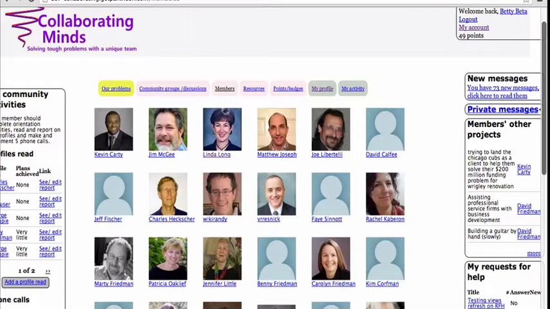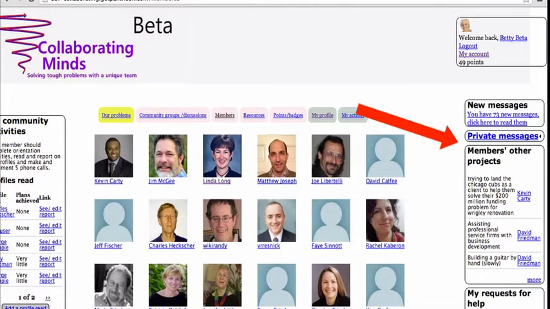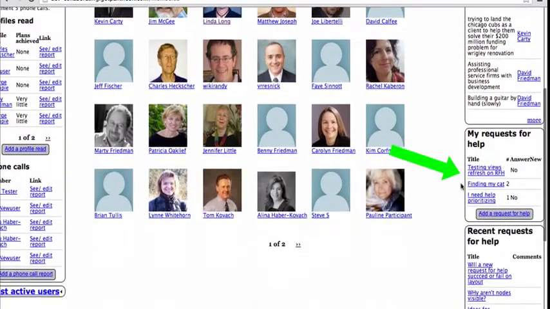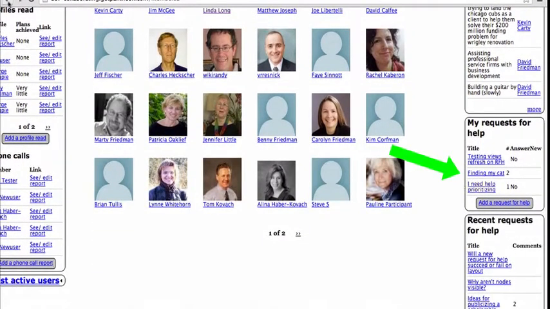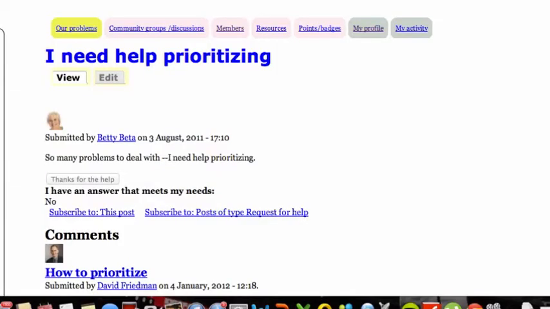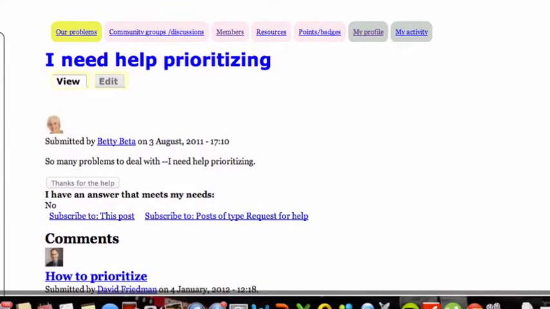First, we ask people to post what they're working on, outside of their work connected with Collaborating Minds, and that is entered into their profile and shows up here. We also ask them to feel free to ask for help, and requests for help show up here. If you can help a fellow member, just go to their request for help and click on it and add your response in the comments section.